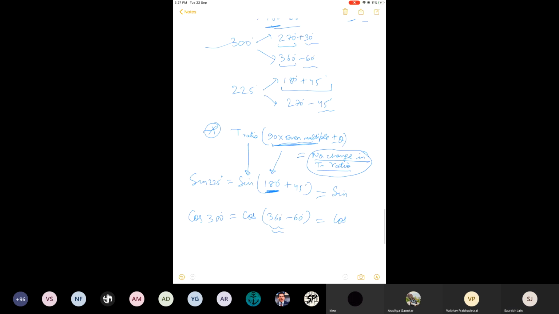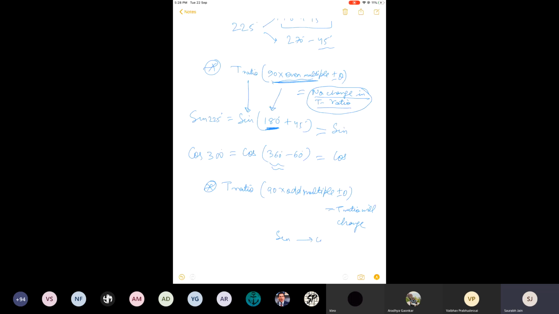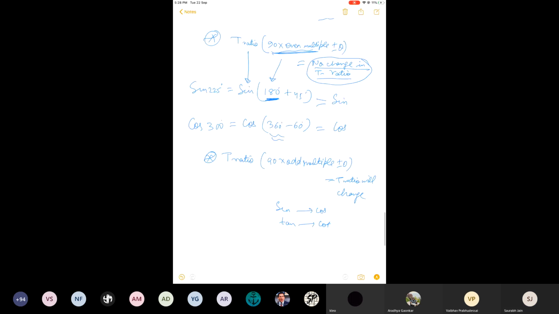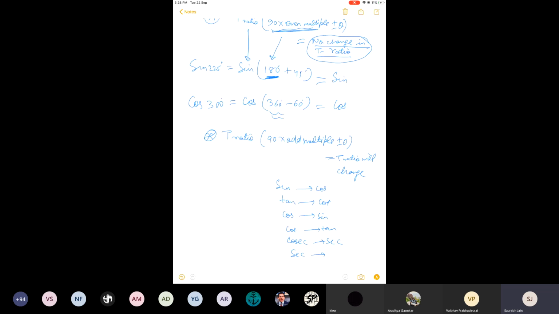Okay. And if T ratio 90 into odd multiple. So either it will be even multiple or odd multiple. 90 into odd multiple plus minus some angle. What will happen? T ratio will change. How it will change? That there is a rule. Sine will change to cos. Tan will change to cot. Cos will change to sine. Cot will change to tan. Cosec will change to sec. And sec will change to cosec. It will take some time, but it will be easy for you once you understand this.